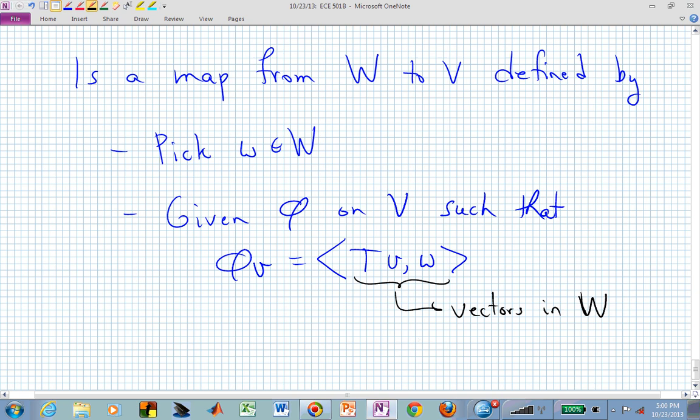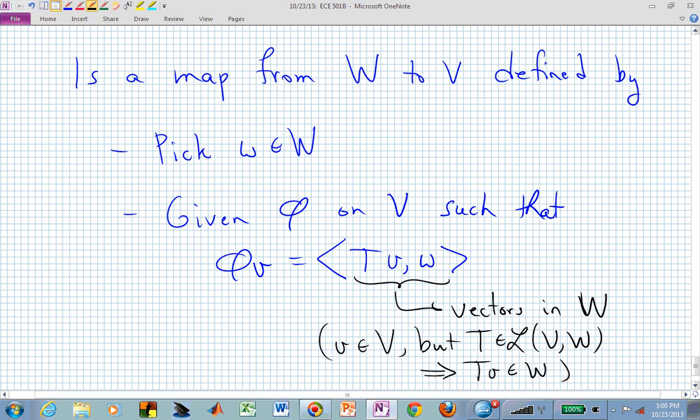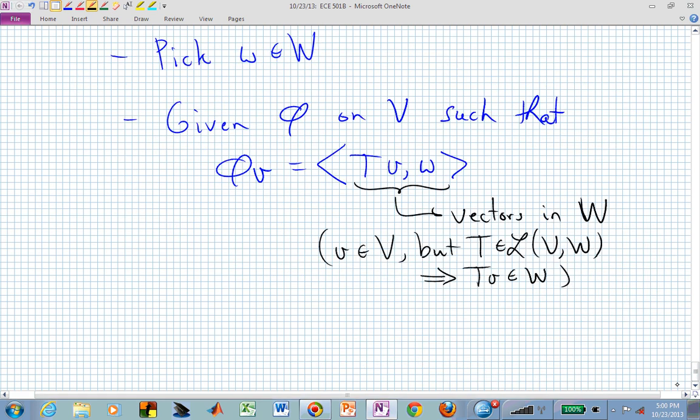Since V is where? That's in V, isn't it? That T is a mapping from capital V to capital W, which says then that if we take TV, that's in W. Is that okay? That's what I'm trying to state here.